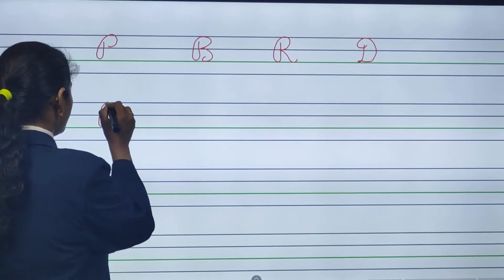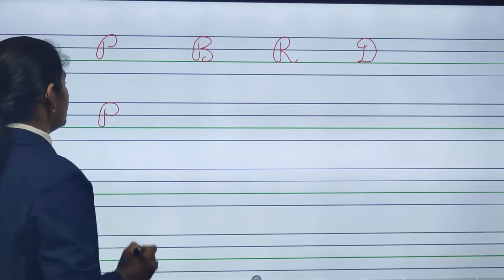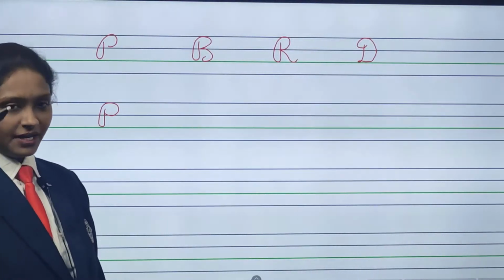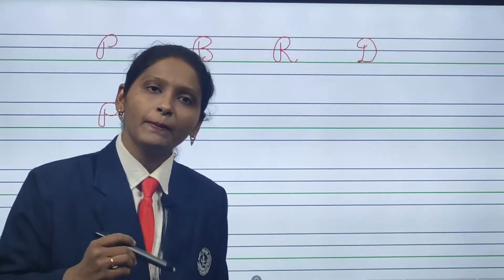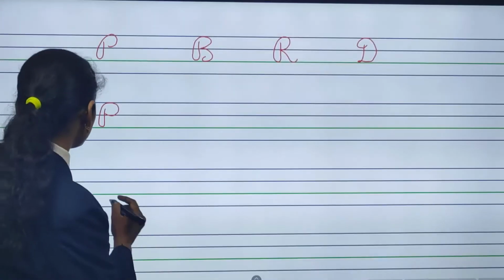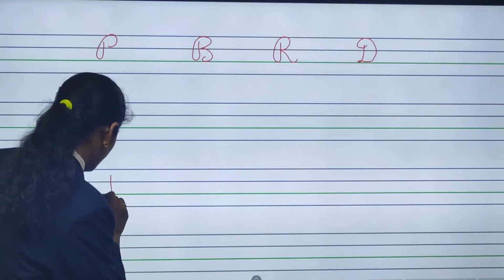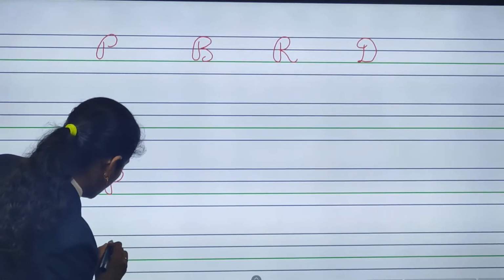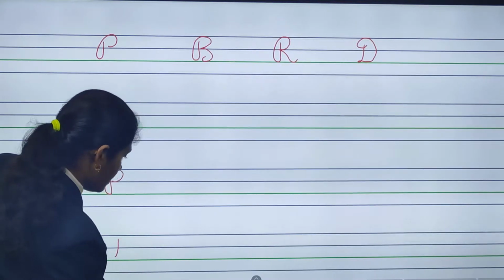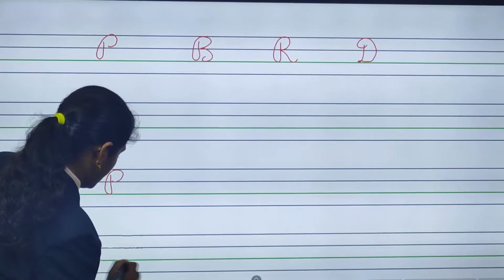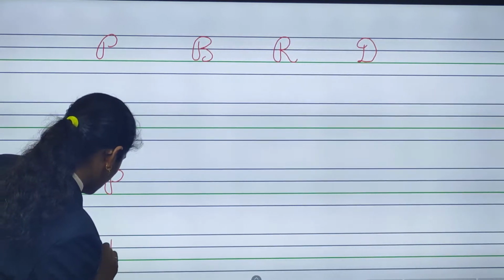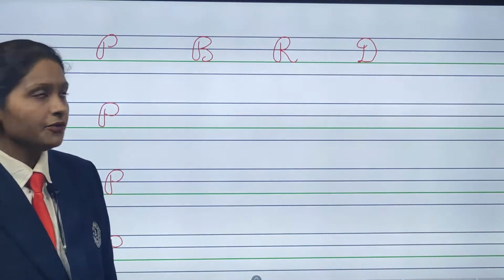Yes, children? Which letter is this? Capital cursive P. P for pen, and you are holding pencil. So P for pen and P for pencil. Okay, again, what we are writing? P. Okay, again, you write properly. Yes, this way, and this is capital cursive P.